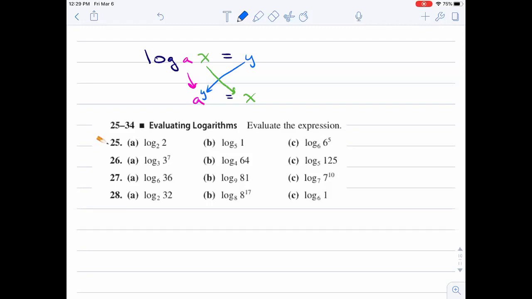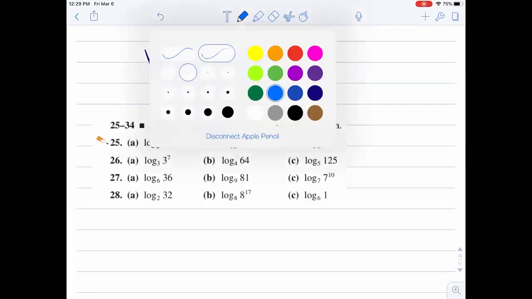But how we would do it is, okay, so I've got log base 2 of 2. So translating this to this and this, what I want to do is to figure out what it's equal to. I want to think about 2 to the power of what equals 2. 2 to the power of 1 equals 2. Even something simple like that is kind of hard to think about.